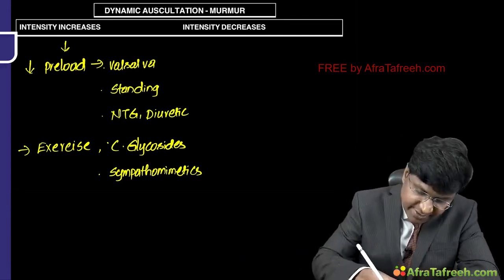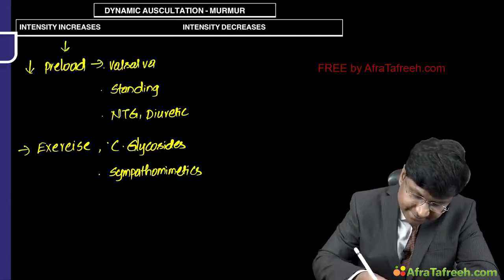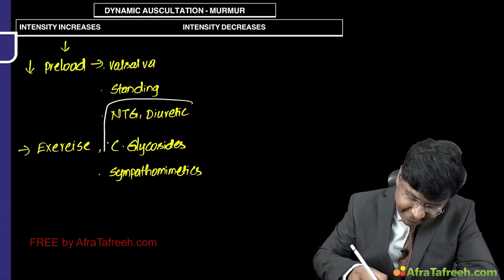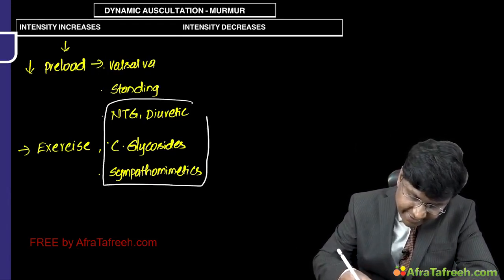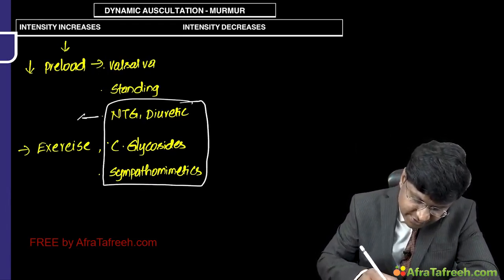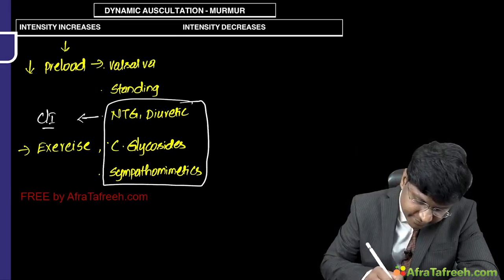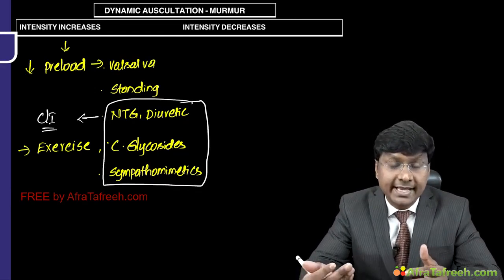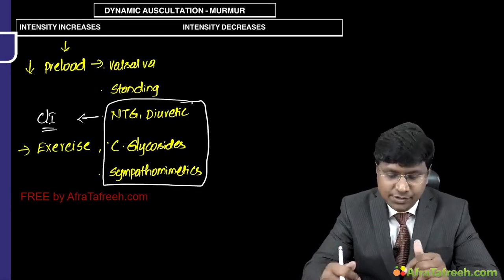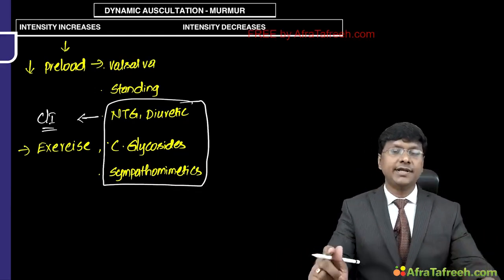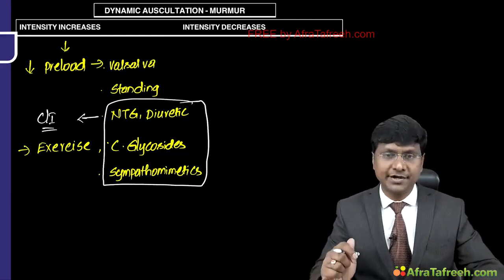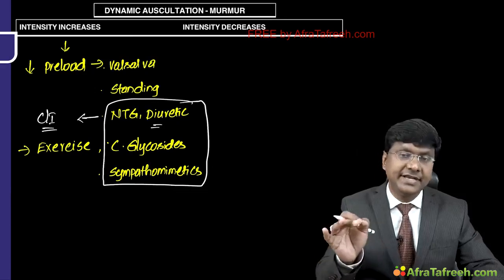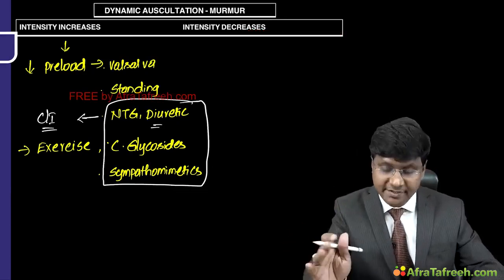So remember this point: these drugs, that is nitrates, diuretics, cardiac glycosides, and sympathomimetics, are contraindicated. Why are they contraindicated? Because they increase the obstruction, so LV outflow decreases. That is the reason why they are contraindicated in patients with hypertrophic obstructive cardiomyopathy. But diuretics you need to give cautiously if the individual develops pulmonary edema, right?